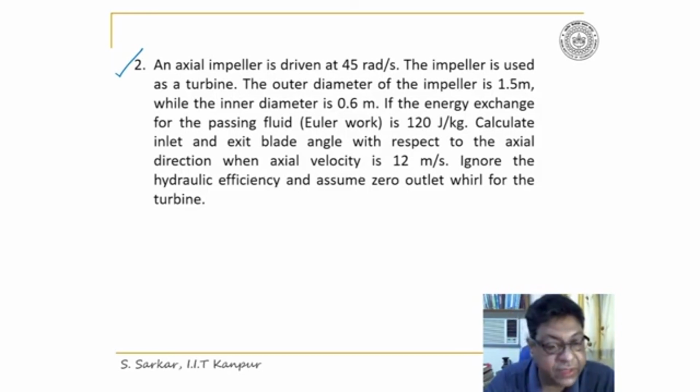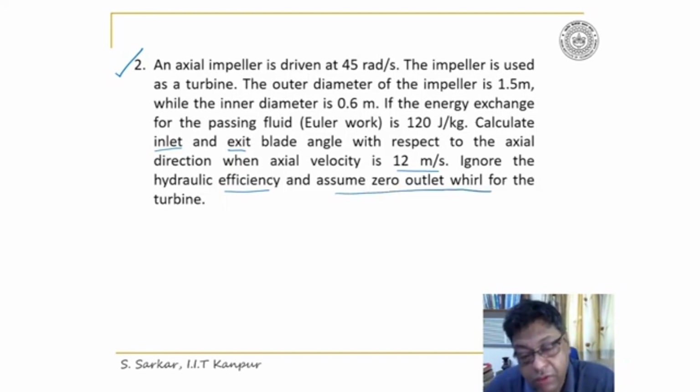If the energy exchange for the passing fluid, that's Euler work, is 120 joule per kg, calculate the inlet and exit blade angle with respect to the axial direction when the axial velocity is 12 meter per second. Now ignore the hydraulic efficiency and assume zero outlet swirl for the turbine. So here I have considered that outlet swirl is 0.